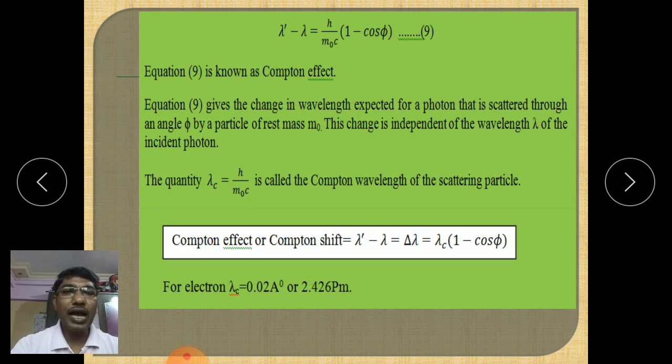However much the wavelength is changed, you can calculate that change using this equation, and from this equation you can prove the particle nature of light, that is the photon characteristics. And through the wavelength lambda, light can also behave like a wave. Light behaves like a particle as well as a wave. Here the Compton effect proves the particle nature as well as the wave nature of light. Thank you very much.